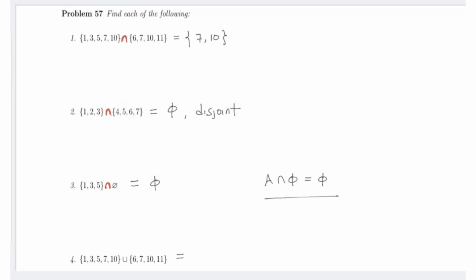Okay, number 4, union. Union means everybody, right? So one set union another set. Wyatt.